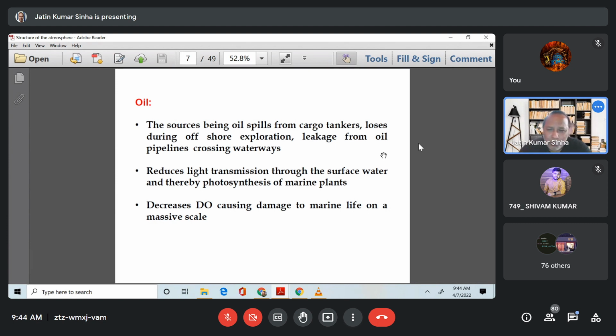So what happens due to this oil spill? Since oil is lighter, it comes to the top of the surface and blocks the surface of the water, which again blocks the diffusion of aerial air into the water and reduces the dissolved oxygen. A decrease in dissolved oxygen leads to different kinds of marine problems.